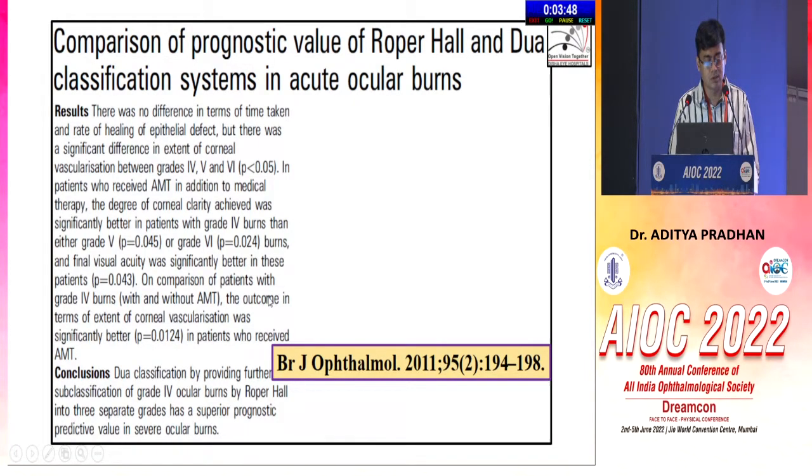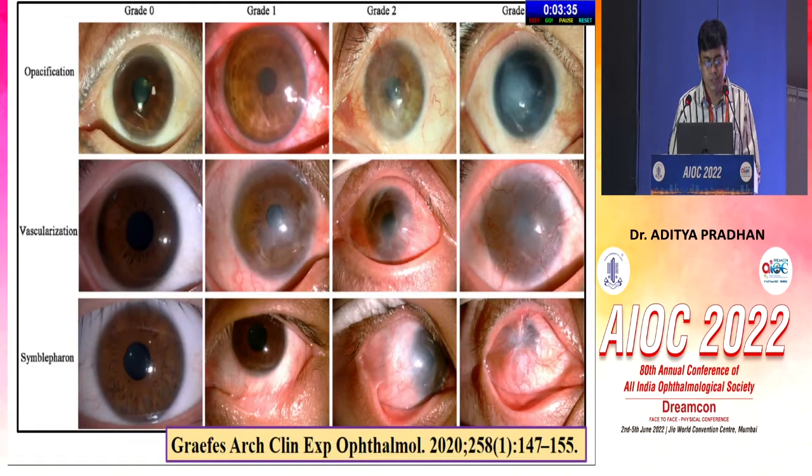So basically Roper Hall stops at grade 4 and DUA stops at grade 6, so the DUA classification has a superior prognostication value because you have more variables to play with. Another classification came out in 2020, which is not in practical use, but they have given grade 0, 1, 2, 3, and opacification of the corneal surface, the vascularization of the surface, and the degree of symblepharon formation were used to classify the degree and the severity of the ocular injury. But as I said, it is not in common use, it's just one more classification.